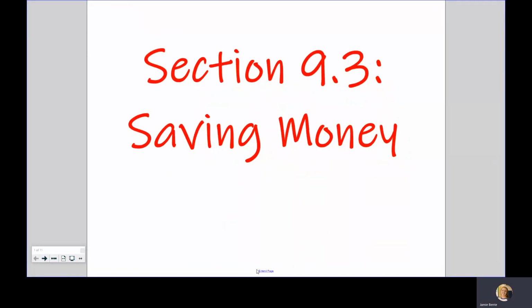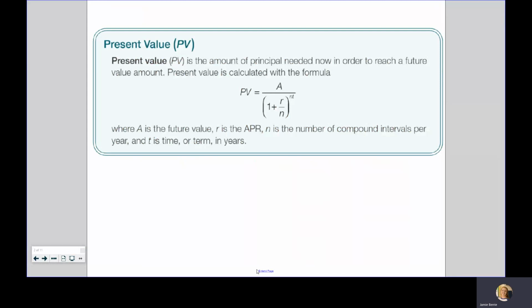In this video, we're going to go over section 9.3, which is called Saving Money. All right, so let's start off by looking at our first formula. All the formulas in this section are pretty complicated, so you want to copy them down carefully. You may want to take a second and pause the video and make sure you have them all written down correctly. So this formula is for the present value of some account.